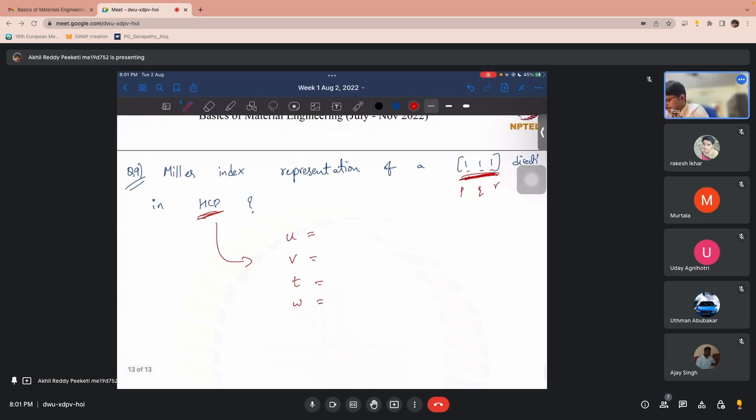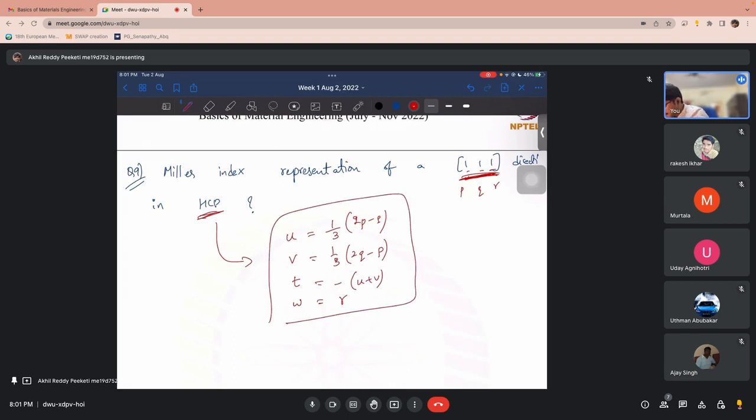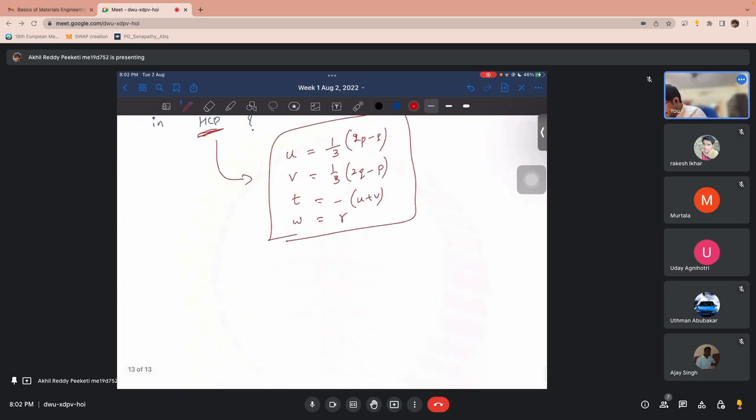Okay, so U is related to P and Q: U is 1/3 of 2P minus Q, V is 1/3 of 2Q minus P, and T is minus of U plus V, and W will be R directly. So this is how you can relate Miller indices in the HCP system to a cubic system.